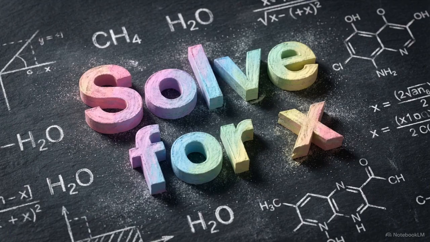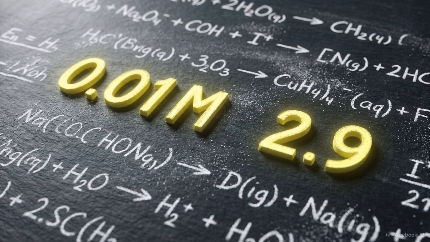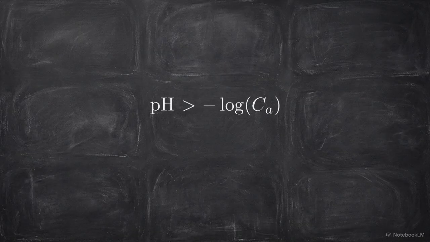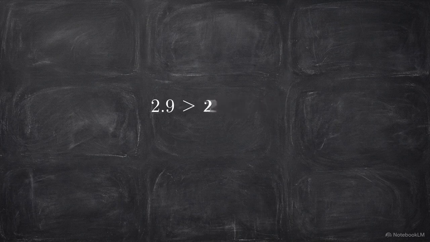Step 2. Plugging in our variables to solve the problem. A test question gives you a solution with an initial concentration of 0.01 moles per liter and a measured pH of 2.9. First, verify it's a weak acid by checking if the pH is greater than the negative log of the initial concentration. The negative log of 0.01 is 2. Since 2.9 is greater than 2, it's confirmed.